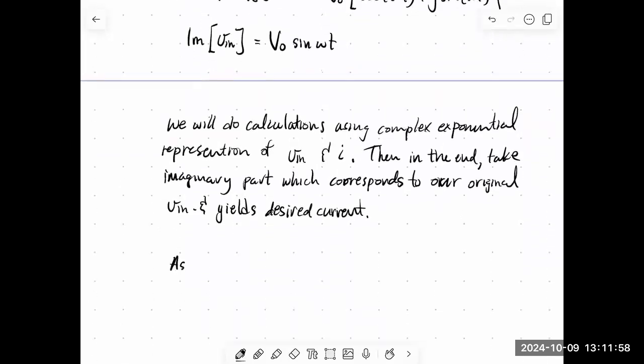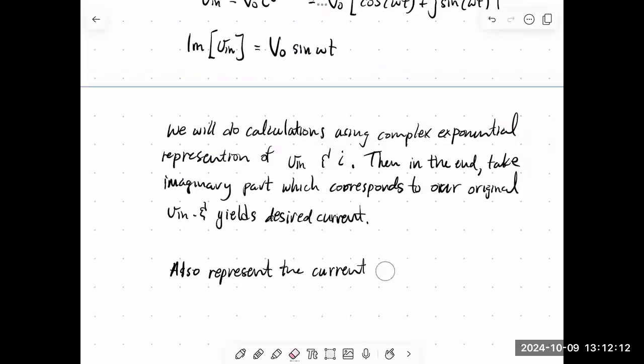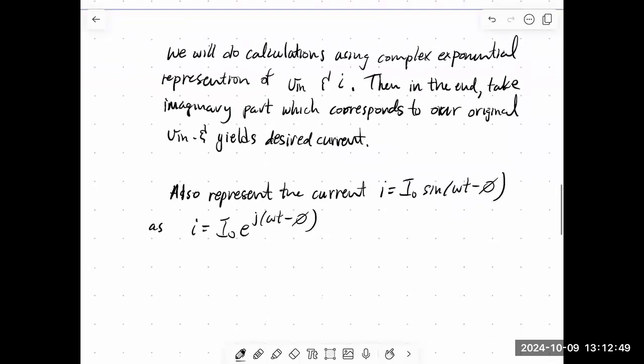Okay, so we also represent the current we're trying to find. Let's represent the current I, instead of some amplitude sine omega t minus phi, as I is some amplitude e to the j omega t minus phi. Again, if I take the imaginary part of this complex exponential, I'll get this original form. Whether we put minus phi or plus phi doesn't matter, we just have to make a choice. It turns out that the minus phi choice will make life a little easier near the end. And again, I'll try to highlight that when we get there.